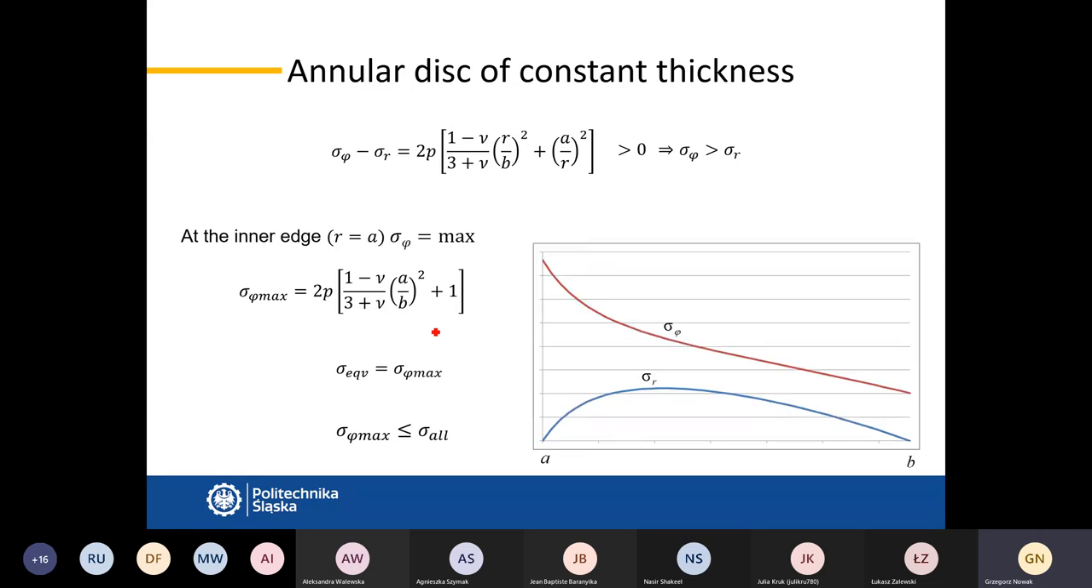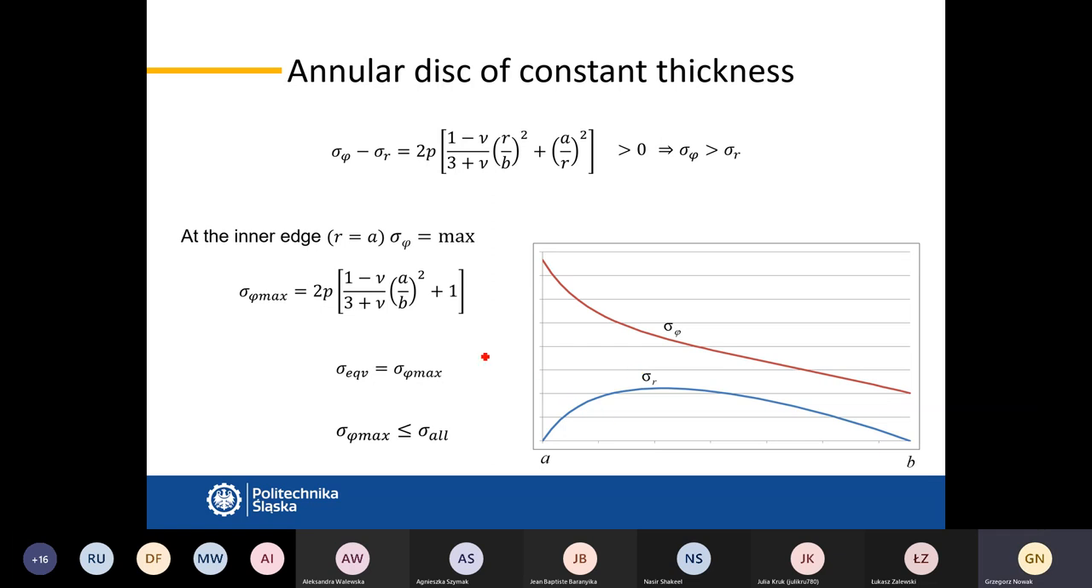And if we draw it, you will get such a distribution. This is again the internal radius, external radius, and a very similar distribution of radial stress.